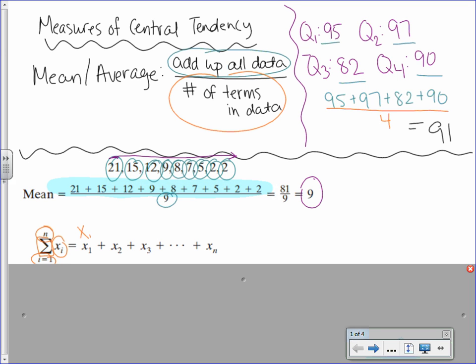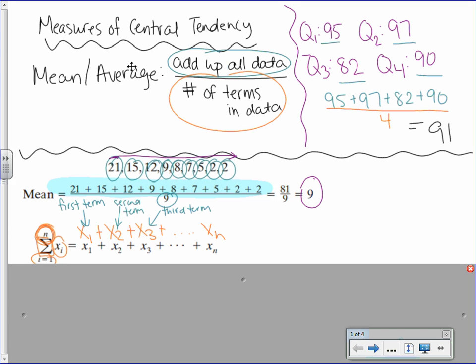And what this is saying is I add up x sub 1, and I add up x sub 2, and I add up x sub 3, and I keep going until whatever that top number is, because that's what tells me to stop. What x sub 1 means is your first term. And this means your second term. And this means your third term. It doesn't mean I'm plugging in just 1, just 2, and just 3. It means I'm plugging in the first term, the second term, and the third term.